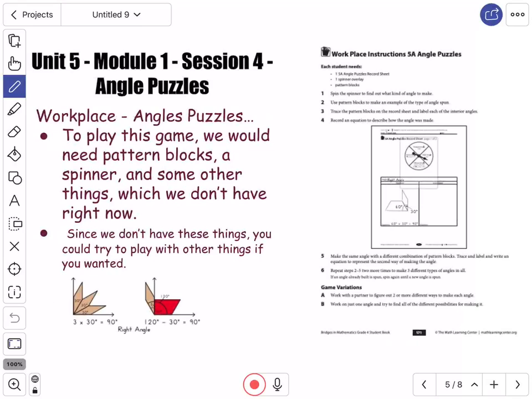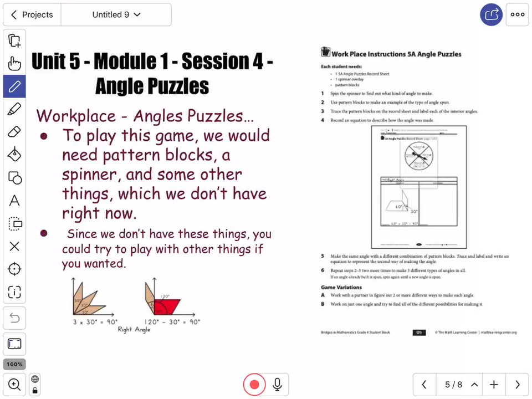If we were in the classroom right now, I would teach you this workplace. These are the instructions. If you want to play it at home, you can. But to play this game, we would need pattern blocks, a spinner, and some other things which we don't have right now. You might have some of these things at your house. Since we don't have these things, you could try to play with other things if you wanted to, but I'm just going to go through the directions.